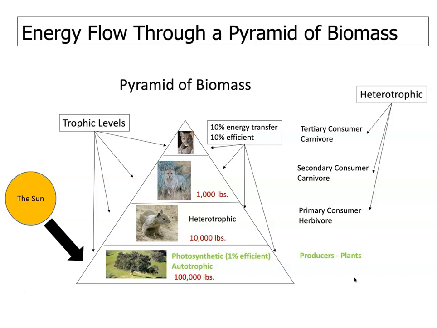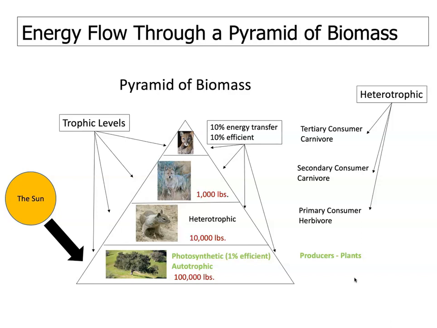So if we look at this pyramid of biomass, notice that we have 4 trophic levels, and the trophic levels are feeding levels. And the bottom trophic level are photosynthetic organisms. Again, they're 1% efficient. But the energy level between plants and animals is 10% efficient. That means 10% of the energy available is actually converted into a bigger animal, into more animals.